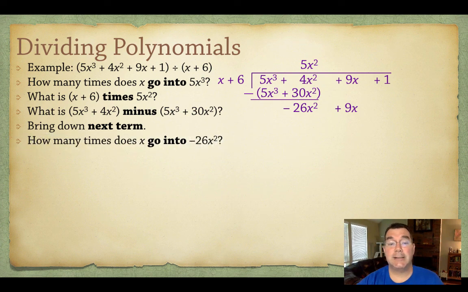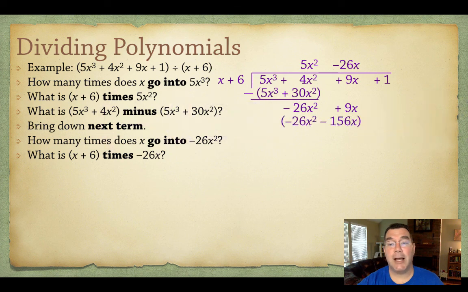And the answer is negative 26x, okay? And I write that on top. What would I do after I write that on top? I multiply that by whatever's on the outside. So negative 26x times x is going to be negative 26x squared. Negative 26x times the 6 is going to be negative 156x.